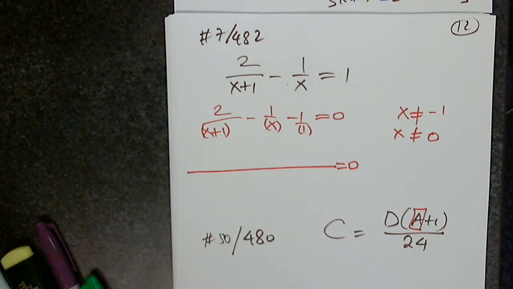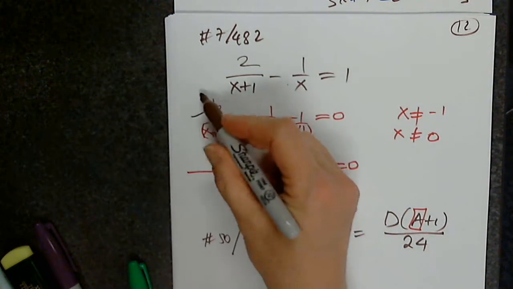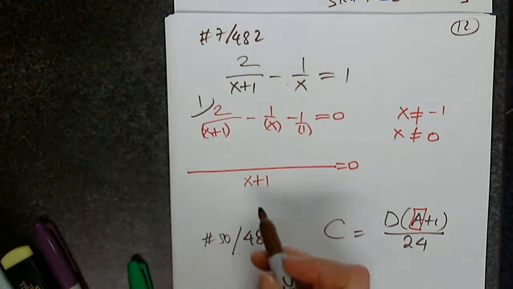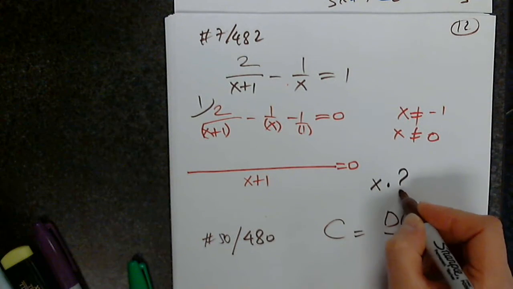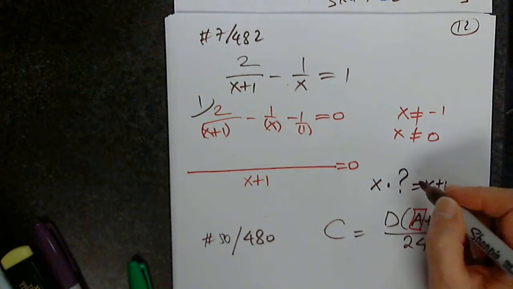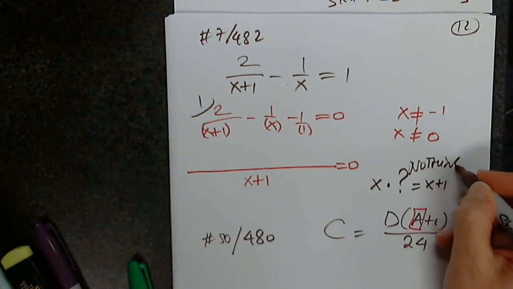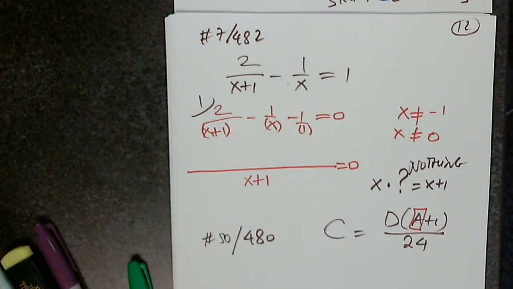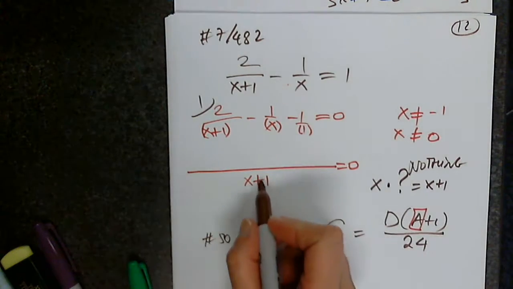So the least common denominator would be, okay, let's assume it's x plus 1. Then I get stuck, terribly stuck. x plus 1 times x plus 1, oh, that's fine, it's 1. But x times what is x plus 1? x multiplied by what is x plus 1? Nothing. There is nothing I multiply x by to get x plus 1, therefore this is wrong.